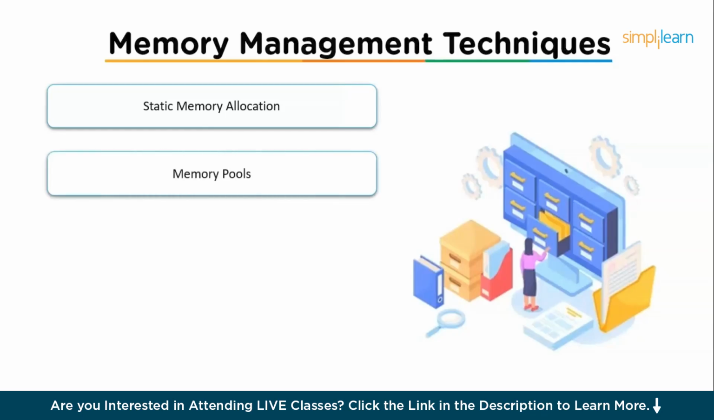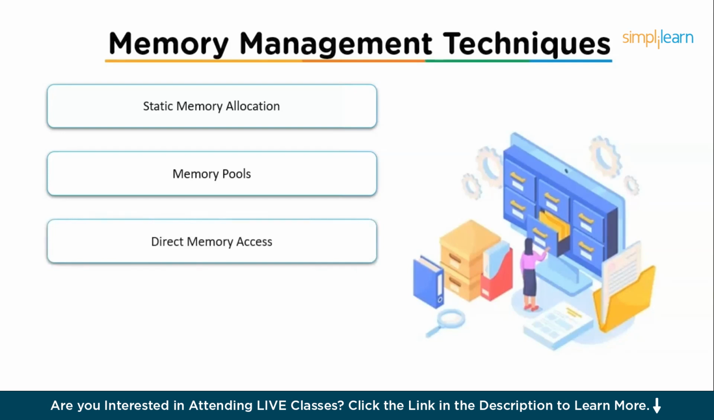Then we have memory pools. It is efficient and fast: you pre-allocate blocks and reuse them, avoiding fragmentation. Then we have DMA, that is direct memory access. It moves data from memory to peripherals and vice versa without involving the CPU. It is a huge power saver.